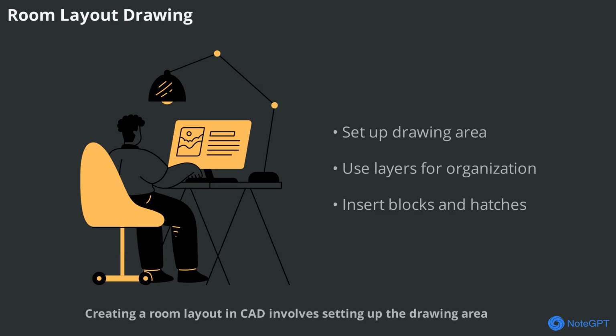Creating a room layout in CAD involves setting up the drawing area, adding layers for walls, doors, windows, and dimensions. Draw walls using rectangles and offsets, insert doors and windows as blocks, and apply hatch patterns for flooring. Dimension the drawing and add text labels for rooms. Plot the drawing at the desired scale for printing. This structured approach ensures clarity and accuracy in architectural plans.